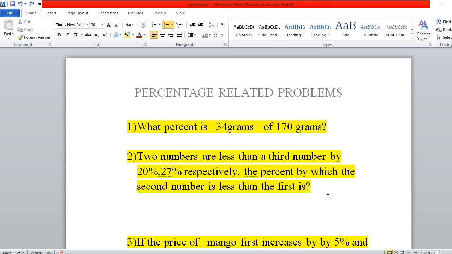Two numbers are less than a third number by 20% and 27% respectively. The percent by which the second number is less than the first is? This is also discussed in part 1. The part 1 link is mentioned in the description. Here, two numbers are less than a third number by 20% and 27% respectively.